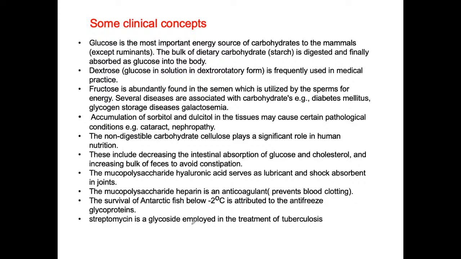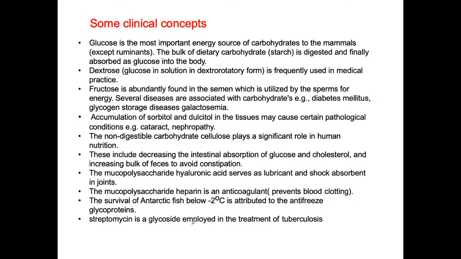And now some of the main clinical aspects of them, how they are important for us. Glucose is the most important energy source of carbohydrates for mammals. The bulk of dietary carbohydrates are digested and finally absorbed as glucose into the body. Dextrose is frequently used in medical practice, and fructose is abundantly found in semen, where it is utilized by the sperms for energy.